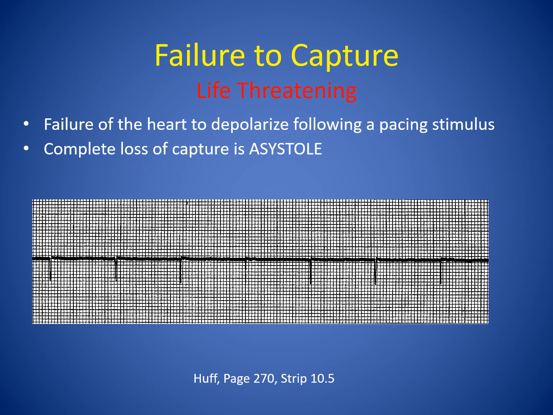Failure to capture is life-threatening. This is an example of failure of the heart to depolarize following a pacer stimulus. This is basically a complete loss of capture because the patient's in asystole, and that's why it's life-threatening. And pacers do not work without viable myocardium to depolarize. So in asystole, it does not work to put a pacer on. You cannot put a pacer on asystole. It does not do anything.